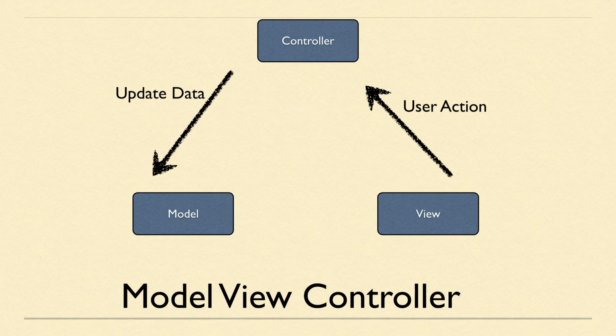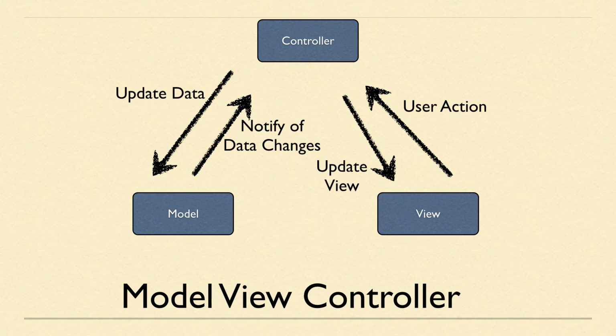The controller might do something with the data, either retrieve it or update it. And the model then tells the controller, I've updated my data, or here's my data, here's the thing you requested. And then the controller tells the view, okay, the data's been updated, here's the new data.